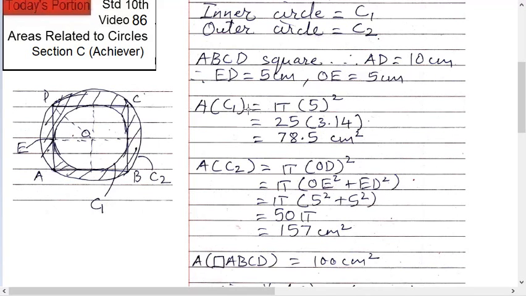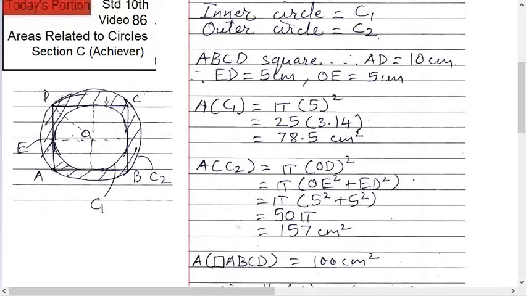Area of circle C1 is what? Pi into r square. Now r is what? OE, right? So OE we know now. So 25 into 3.14, because 5 square is 25, so it becomes 78.5. That is the area of circle C1.